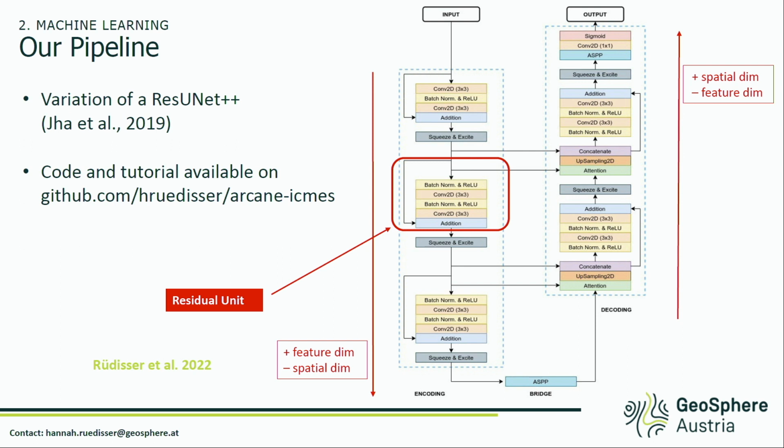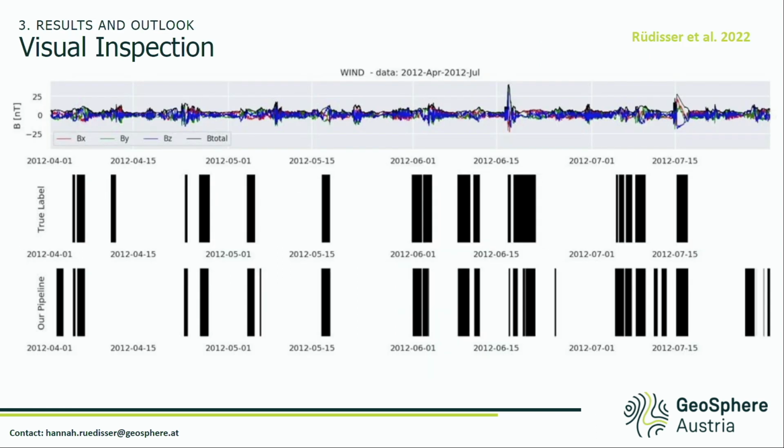If you're interested in taking a closer look at the code or want to play around with it yourself, all of our code is openly available on GitHub. And I don't want to go into too much detail of the technical details. So let's take a look at the results. You can see here in the middle panel the true label, meaning the label that was created from a catalog. And below that, we see what our pipeline predicted.